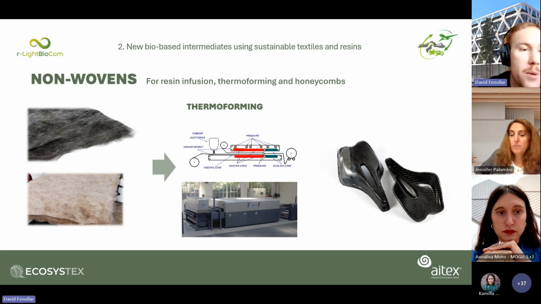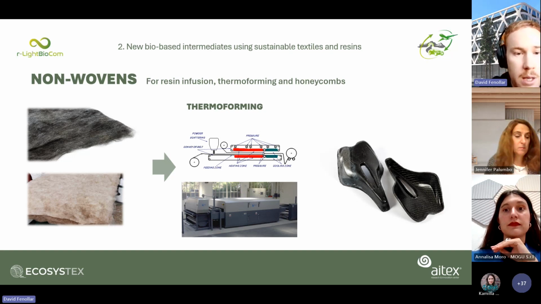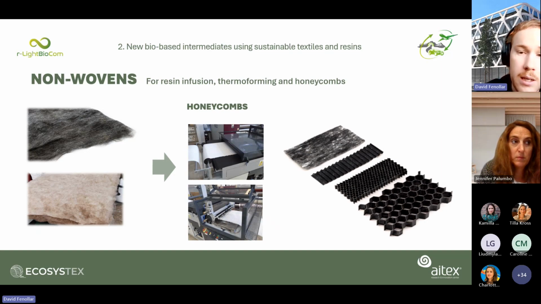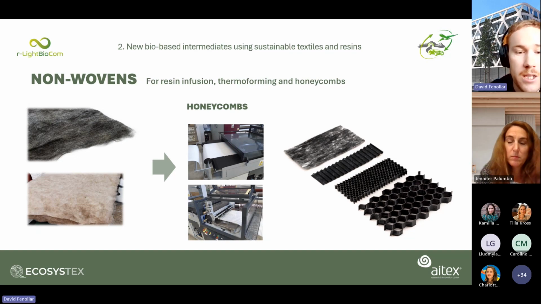With the non-wovens produced by carding, we are taking them for infusion, thermoforming, and honeycomb processing. First with thermoforming, we work with different molds, and also with a thermoforming compaction machine in ITEX. Also, from the thermoforming, we can obtain honeycombs. We are working with a laminator that produces half honeycombs, and then we stick two halves for the obtention of the honeycombs.